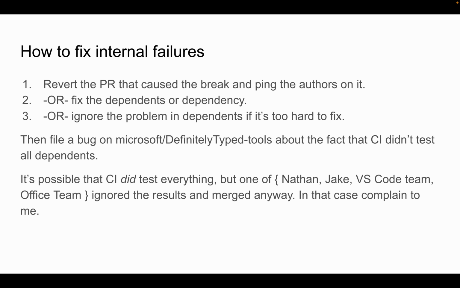Either way, after you're done, file a bug on Microsoft/DefinitelyTyped-tools to complain about the fact that CI didn't test all dependents. It is possible that CI did test everything, but somebody inside Microsoft ignored the results and merged anyway. In that case, complain to me, and I'll figure out what happened and revert as needed.